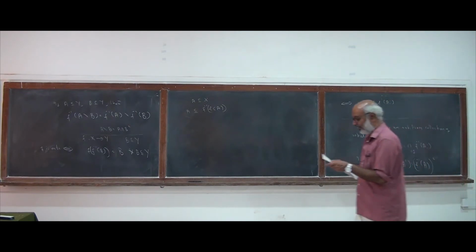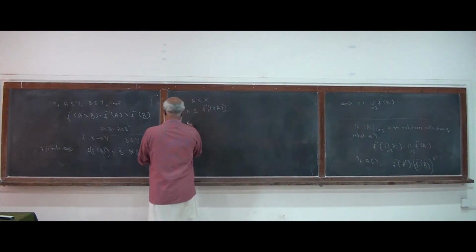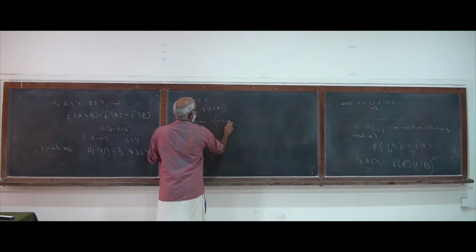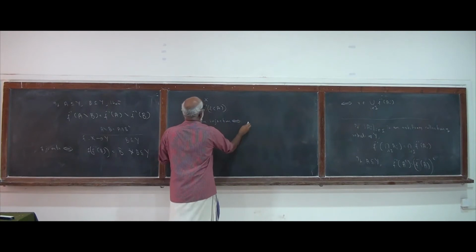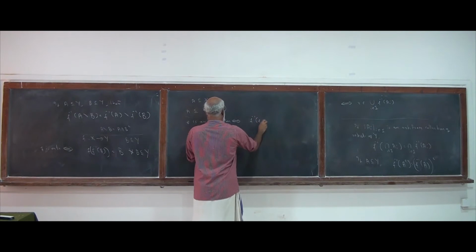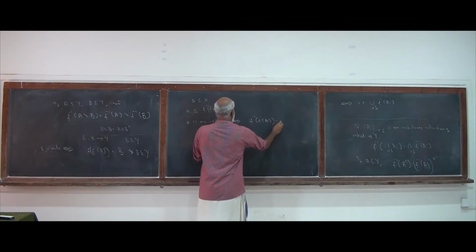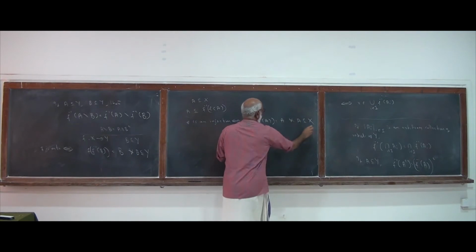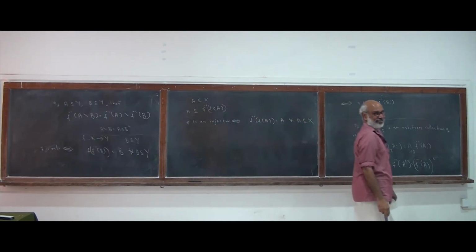And we have a result. F is an injection, that is one-one, if and only if f inverse of f of A is equal to A for every subset A of X. I am leaving these things as exercises for you.